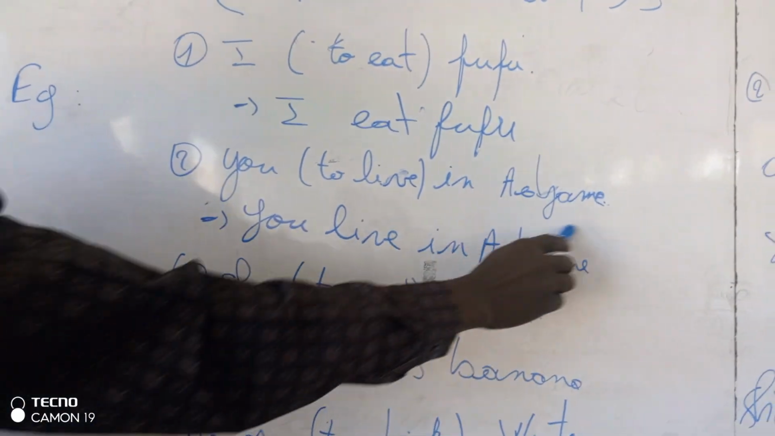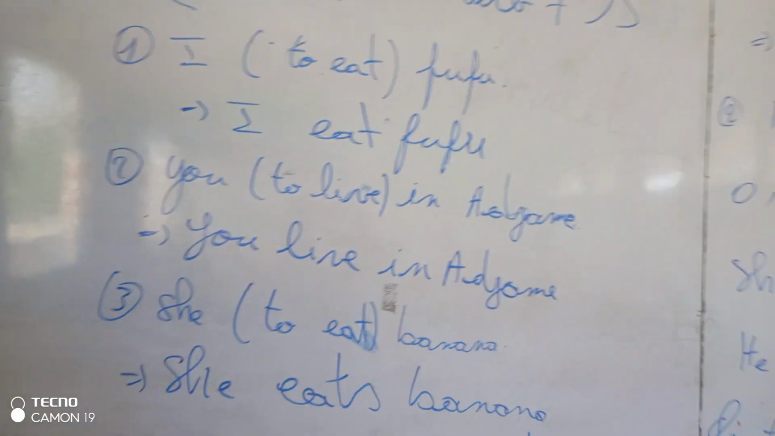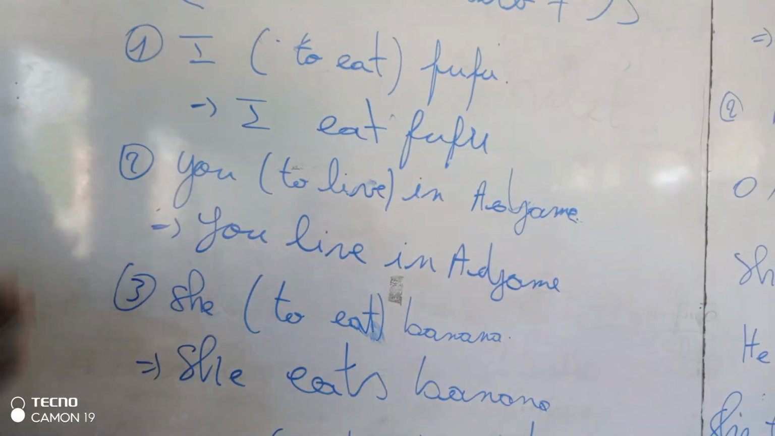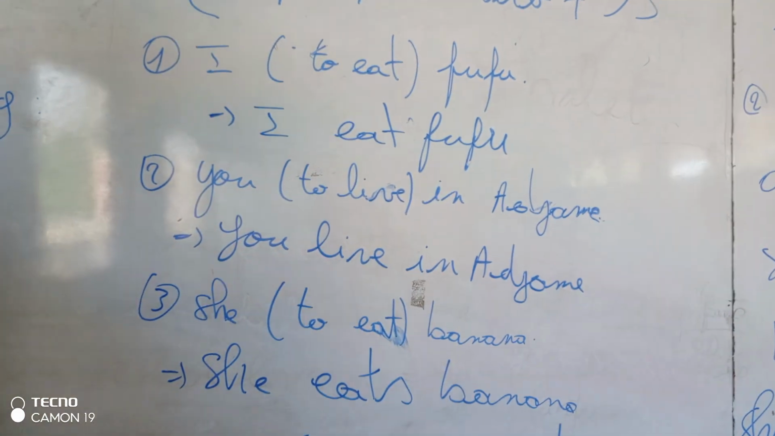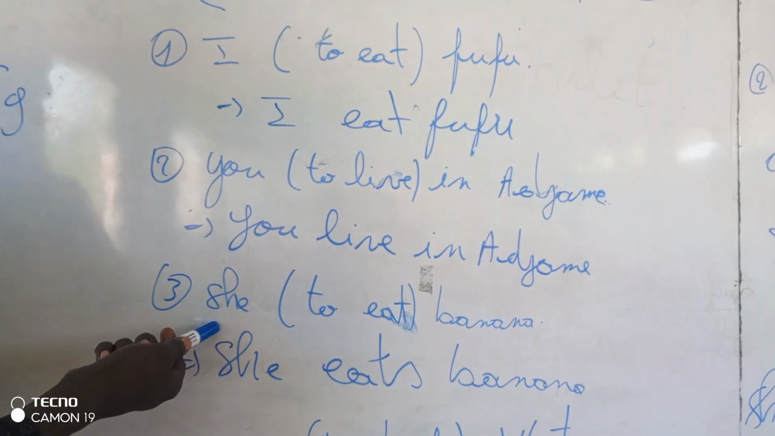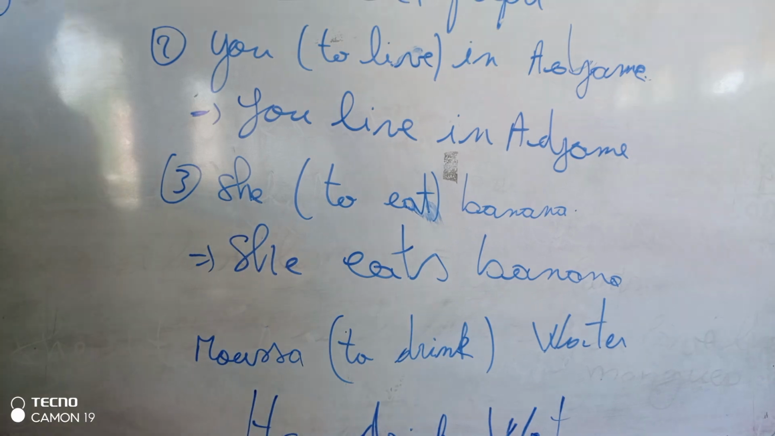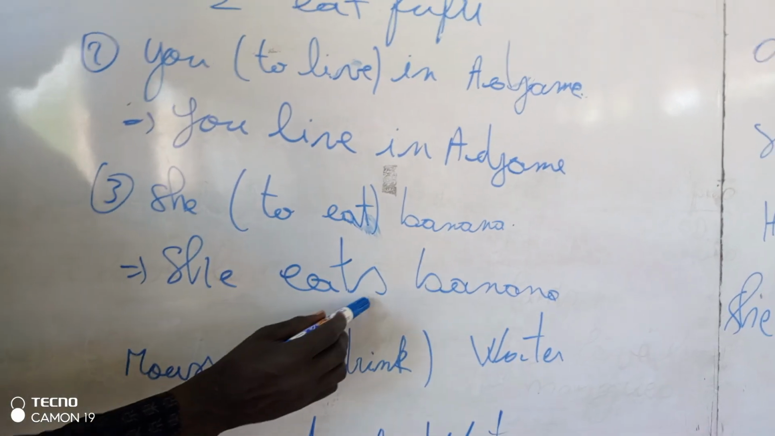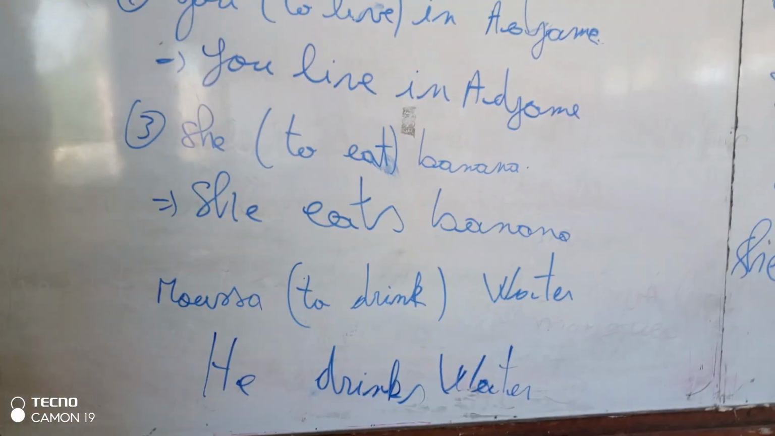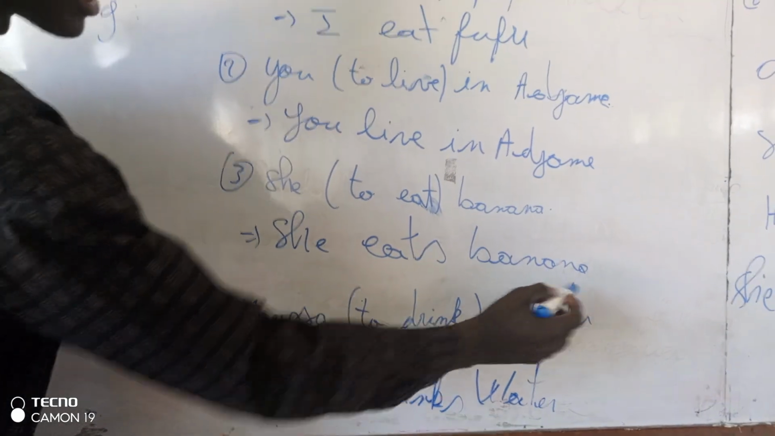You to live in Ajami. You is not the third person. So we delete only the to and add only the verb. You live in Ajami. Simple. She, we notice that she is the third person. She to eat banana. So we will have what? She eats banana. Here is the main verb. We add s in order to conjugate it in the appropriate way. She eats banana. Do you see?